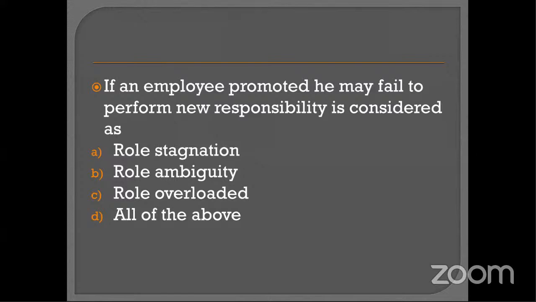Stagnation. Correct. Sir, I have explained it. Ambiguity is when your seniors expect you to perform a certain role, but you don't stand up to their expectation. Overload is when two or more responsibilities are given to an employee, so he may not perform one particular role as per the standard. So that is role overload.